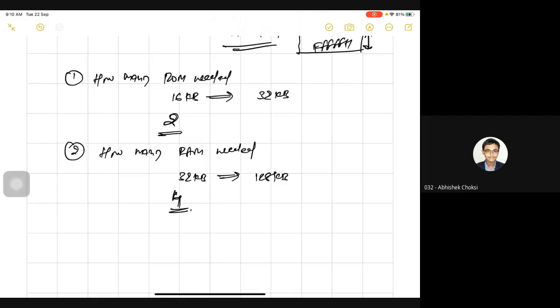So this is the first step, that you need to count how many ROMs are needed and how many RAMs are needed. Normally, in case of memory, you will get an even number as output. Why? Can you tell me? The number of chips will always be even. Why? Can someone tell me? Hello?